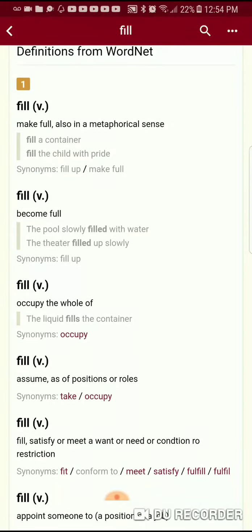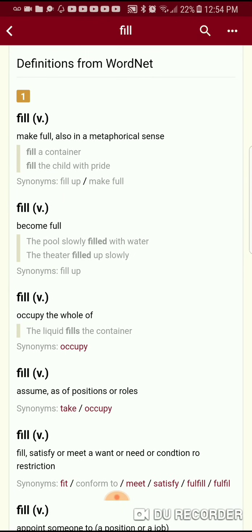So let's look at definitions in WordNet. To fill. Okay, what does God mean when he says to fill? Make full, also in a metaphorical sense. So again, it's also in a metaphorical sense. Okay, fill, verb, become full. Even here it says fill a container, fill the child with pride. And then under become full, the pool slowly filled with water. Okay, so if we're filling the earth, that means pump up the earth with something other than what it is. It is race, it is splicing, creating different races and groups.